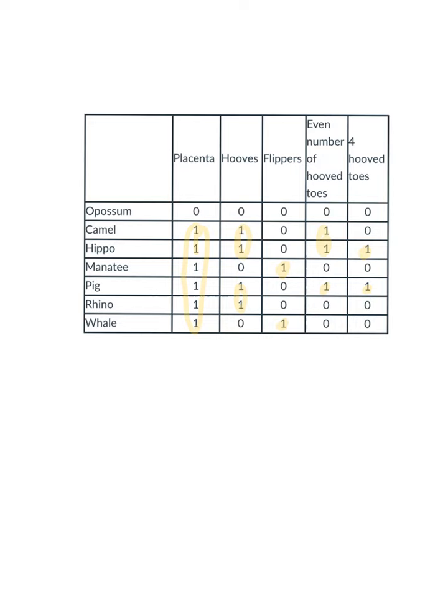But if you look at hooves, that tells you camel, hippo, pig, rhino are together. So actually I'm going to start at the other side, where there are fewer of them that have the trait. So we look at four-hooved toes, we have hippo and pig. So we know that hippo and pig form a group with the four-hooved toes. The even number of hooved toes, we have camel, hippo, and pig. So now camel is part of that group.